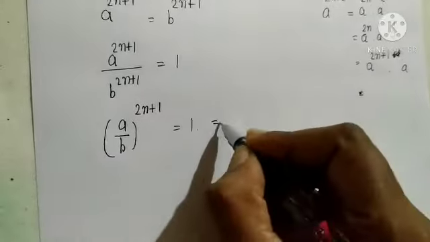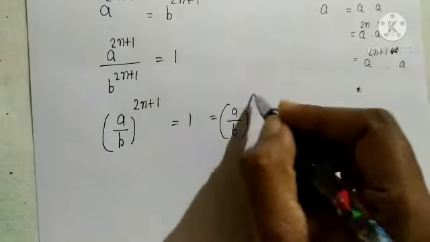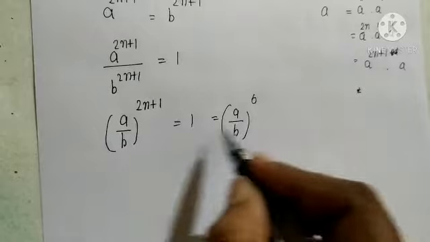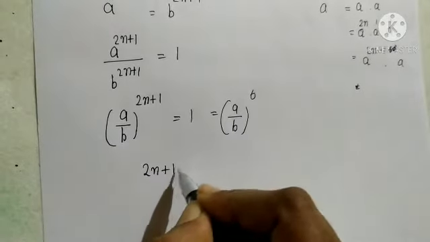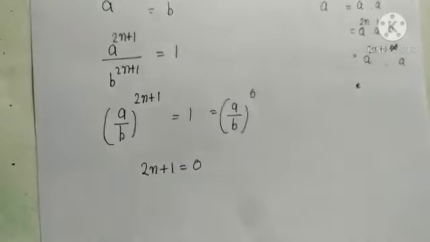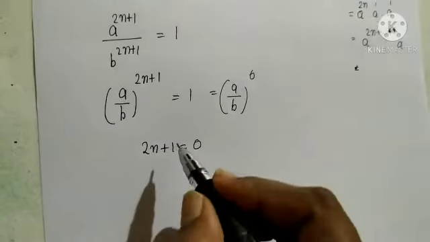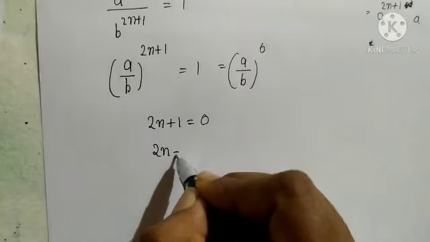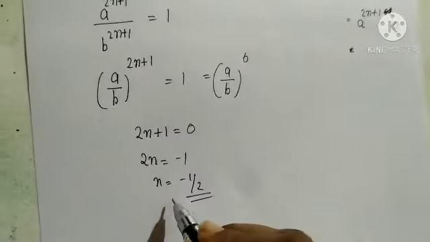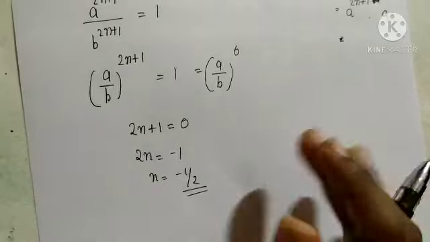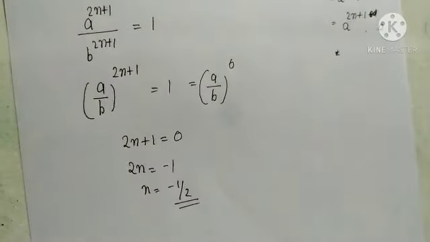So 1 can also be written as a by b whole raised to 0. So here base value is same, power is different, so we can equate these two values, that is 2n plus 1 equal to 0. From this we get 2n equal to minus 1, n equal to minus 1 by 2. So this is our value of n. Okay, I hope you understood this question.